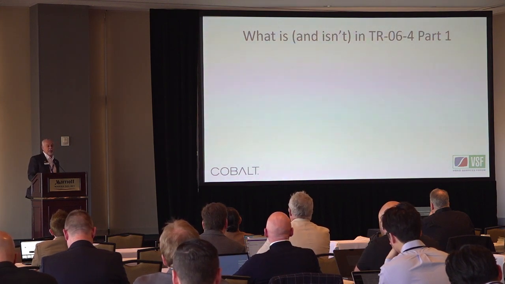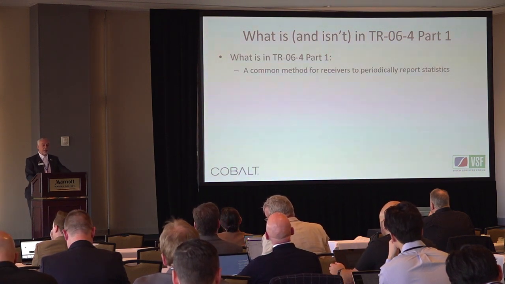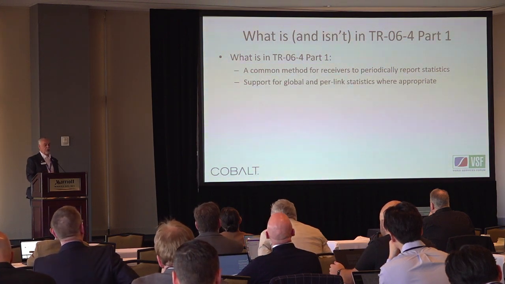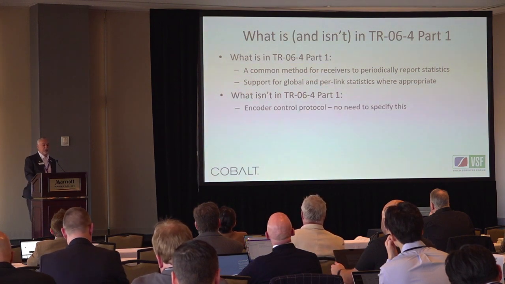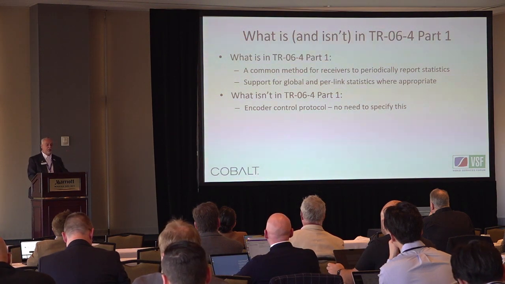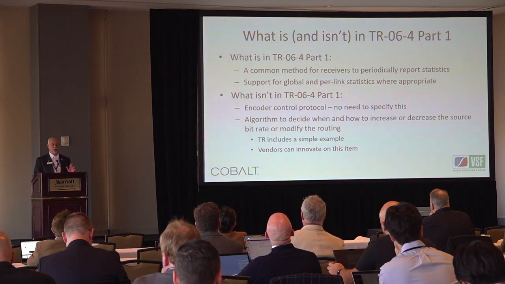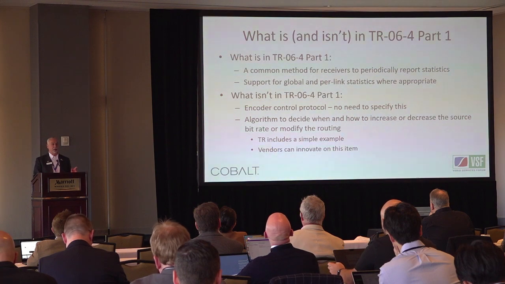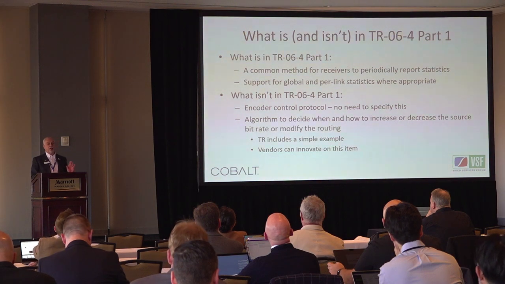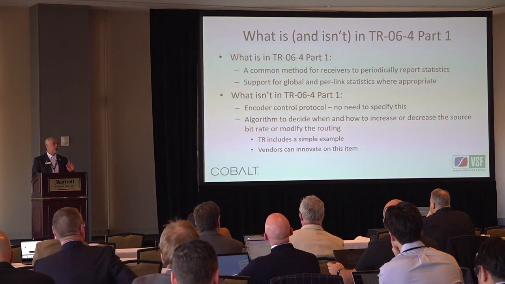So what is and isn't in TR064 Part 1? What is: a method to report statistics, with support for global and per link statistics. I will talk about that later. What isn't: the encoder control protocol. You build it into the encoder if you have to. And the actual algorithm to decide how to increase or decrease the source bit rate or modify the routing, we left that out. There's a simple example in the TR, but the vendors can innovate on that. And there is some sort of an IPR minefield on that, so just be careful there.